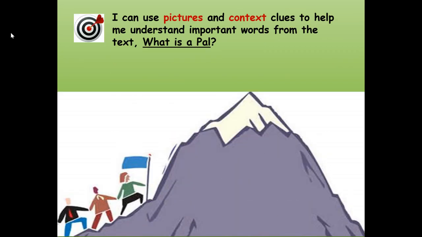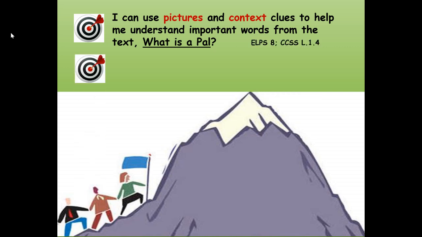So here's our learning target. Say it along with me. I can use pictures and context clues to help me understand important words from the text. What is a pal? That is our learning target.